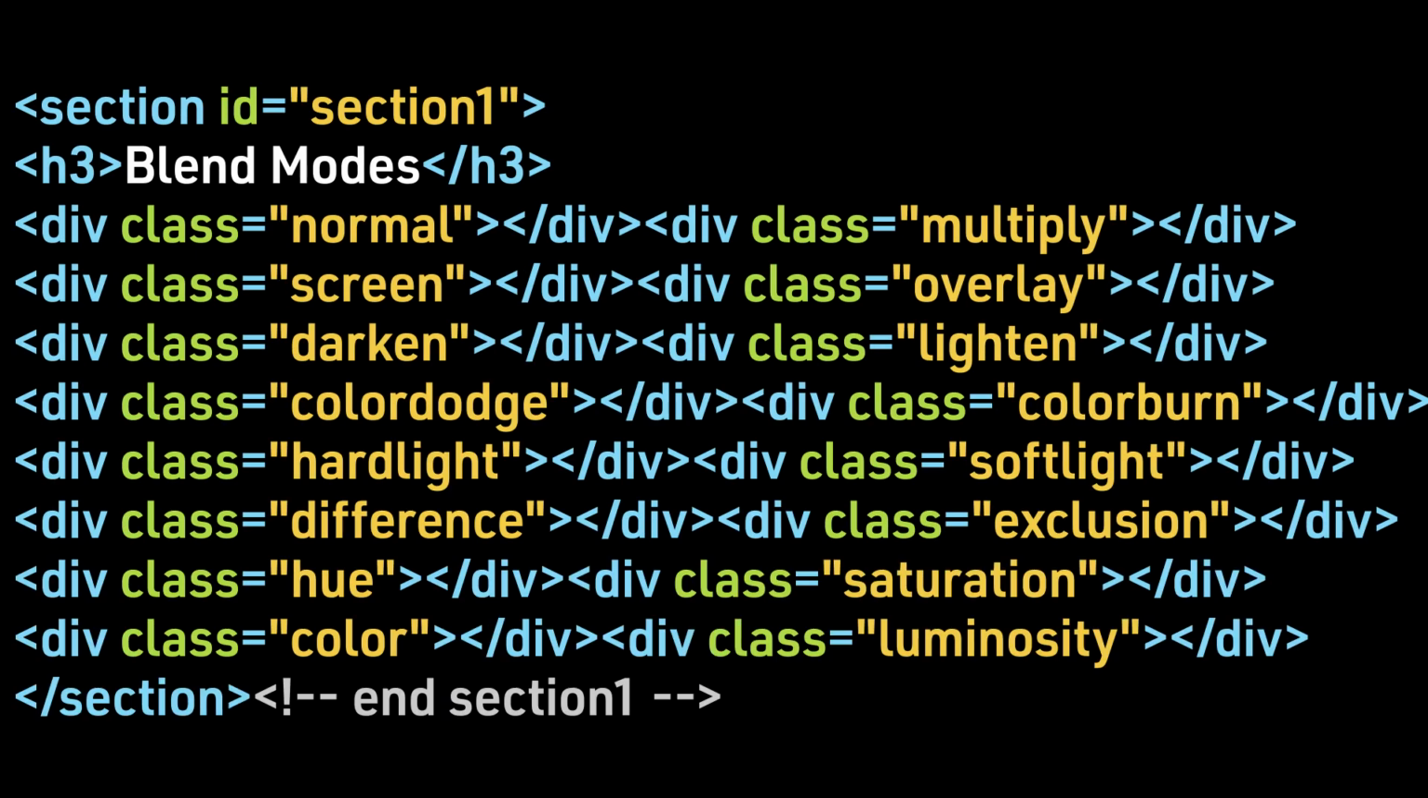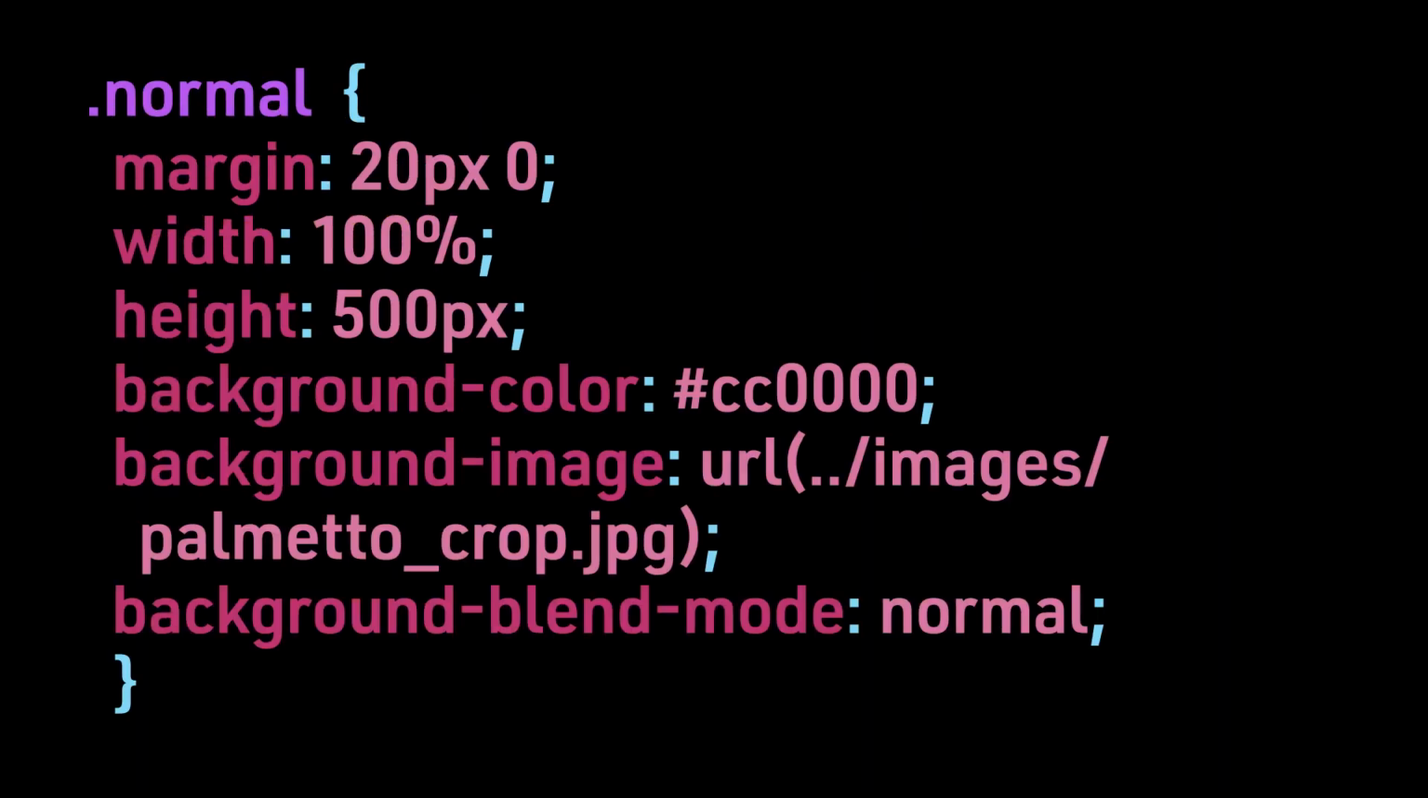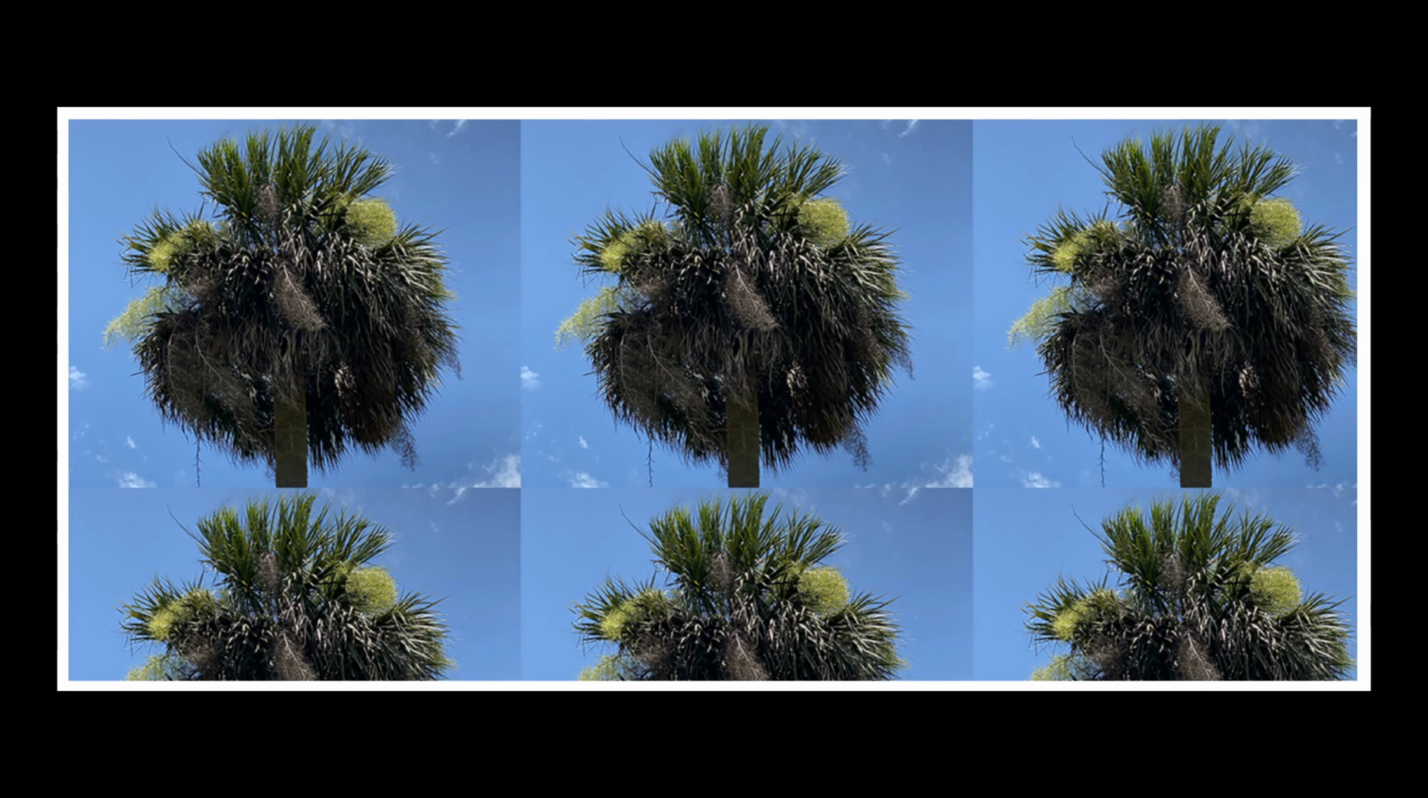Here's the HTML. Again, we are using class attributes so that our CSS can be targeted. And here is the CSS for the first example. With normal blending mode, we have the following result visually.